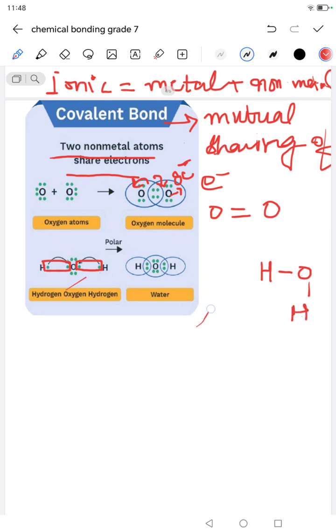So it's actually inverted V shaped structure. Single bond between each oxygen and hydrogen. So that's how the electron is actually mutually shared between two atoms.